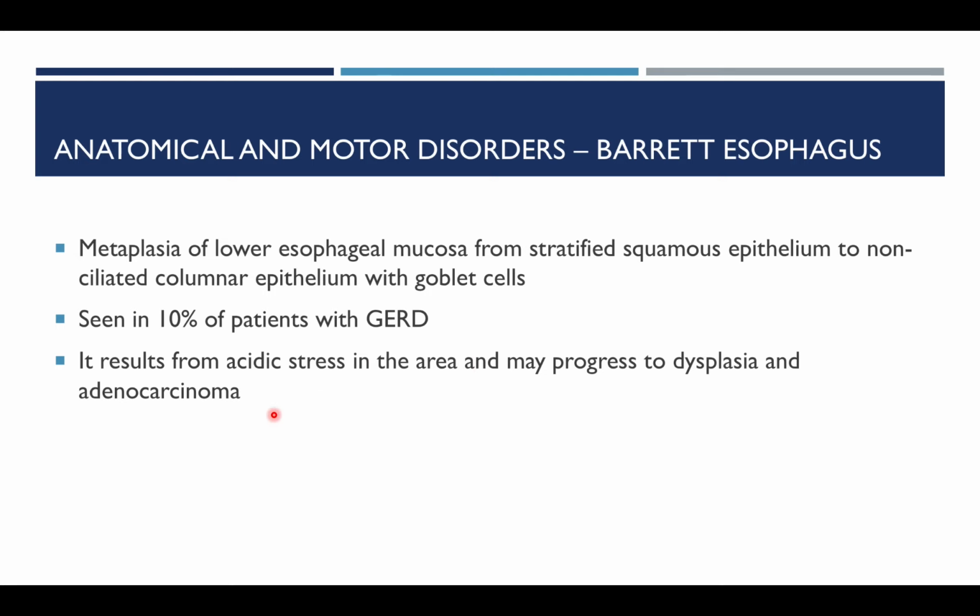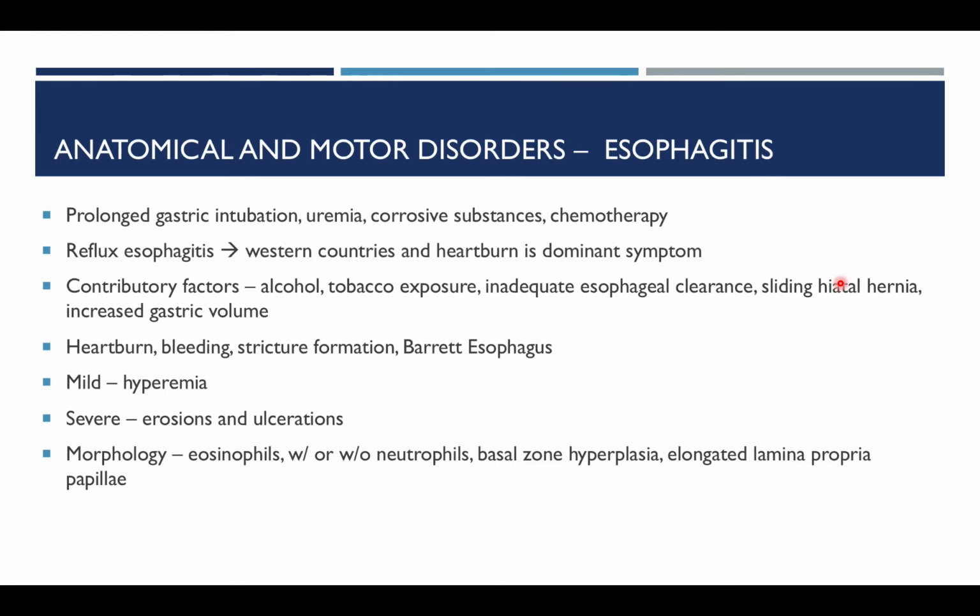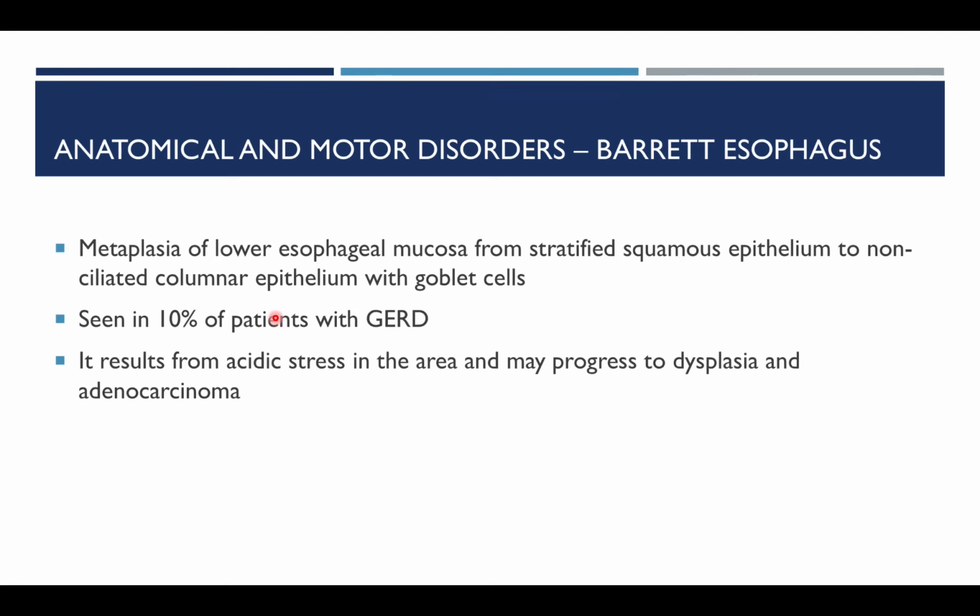So now I can understand that it's difficult to differentiate between GERD, esophagitis, and Barrett's esophagus. So we just need to remember that GERD is caused due to reflux of acid due to lower esophageal sphincter tone. Esophagitis is caused due to various things, not just the lack of tone, but it can be caused due to a variety of etiologies. And Barrett's esophagus is basically what occurs with long-term GERD and long-term esophagitis. So I hope that makes things a bit clearer.